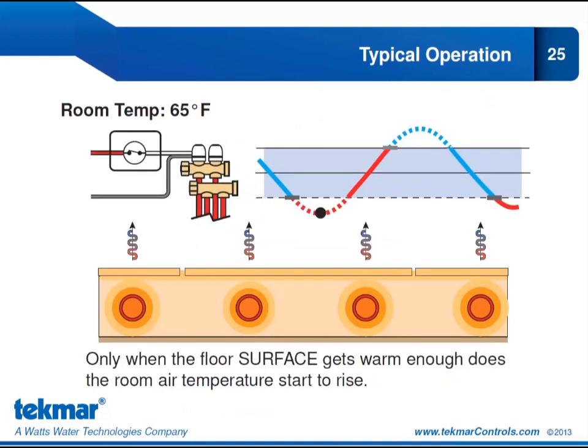So only when the surface gets warm enough does the room temperature start to rise. So there is a delay here between when the floor starts to radiate heat and when the room temperature will actually start to increase. So now we're at 65 degrees Fahrenheit. Here we are in our cycle. The room temperature is going to start its swing back up.